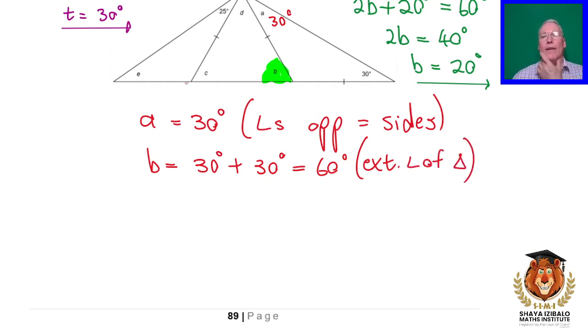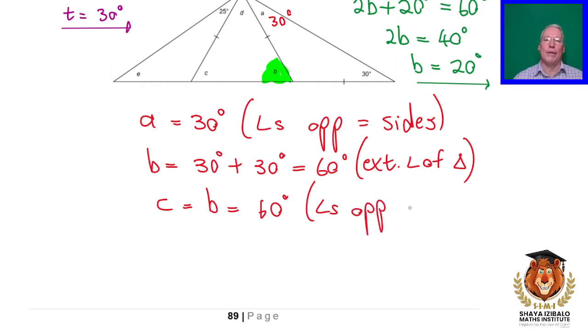Okay, now, what do we know about angle C? Well, angle C is opposite equal sides when compared with angle B. So angle C is going to be the same size as angle B. It's going to be 60 degrees. And our reason is angles opposite equal sides.